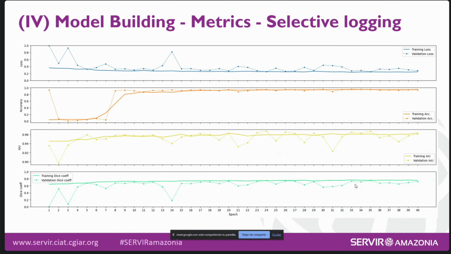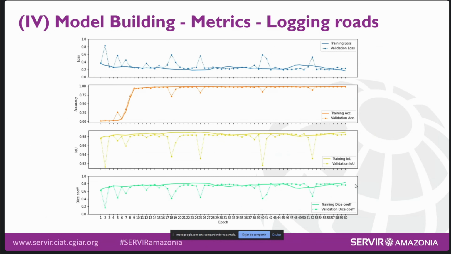Next one, please. And we can see the history of the training with selective logging dataset. We trained many models before, but this one so far has been the best one, and we can finally see that the model converged. Next one, please. And this happens the same with the logging roads dataset. The model converges as well.